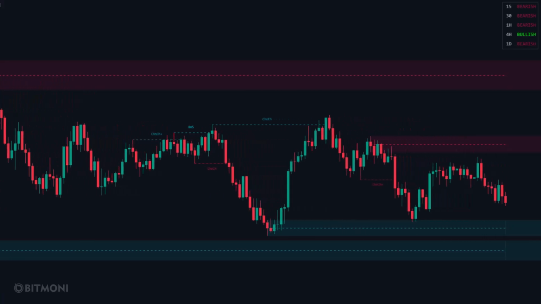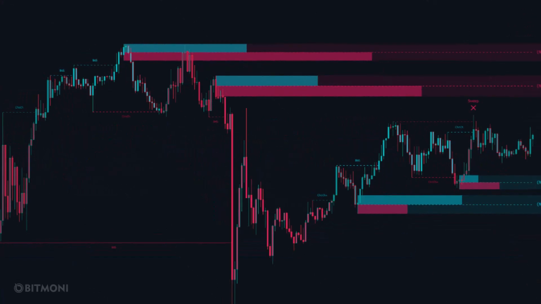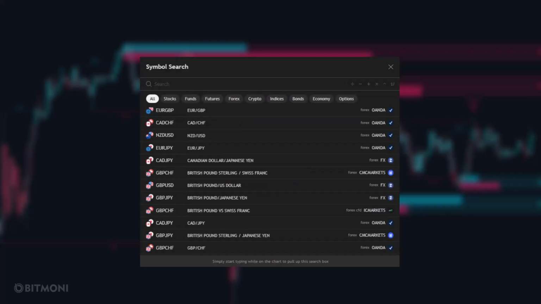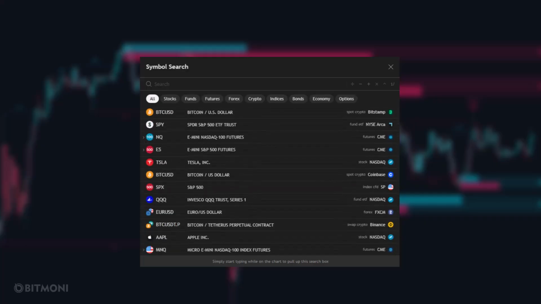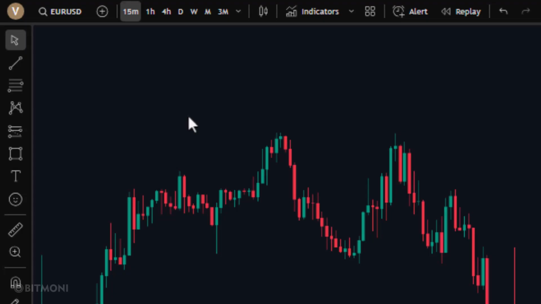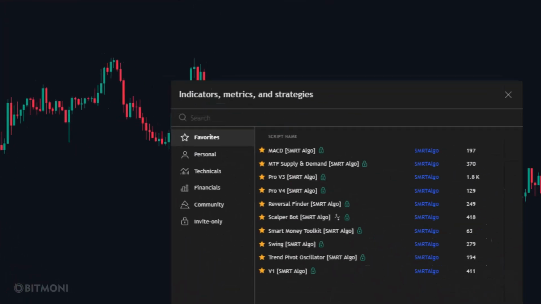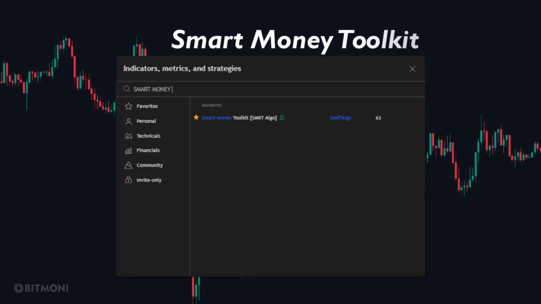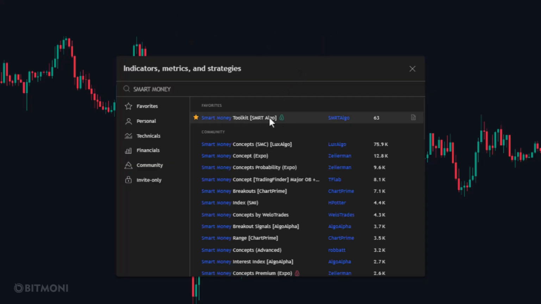precision of institutional players. To add this indicator to your chart, just head over to Trading View. Then open any trading security that you like, and on any time frame. I will be using the Euro-Dollar chart on the 15-minute time frame. Then click on the Indicator Search tab and search for Smart Money Toolkit. Then select this one by Algo.